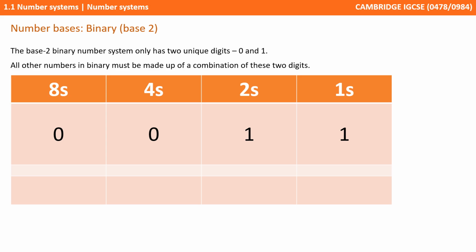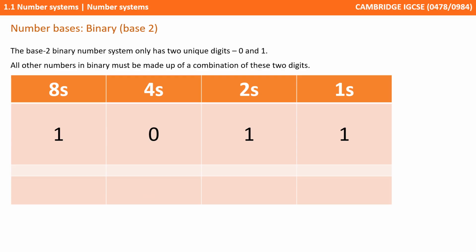So we just apply the same rules we did for the decimal system. Here I have 0 lots of 8s added to 0 lots of 4s. I've got 1 two, and I'm adding that to 1 one. So the number 1, 1 in binary is 3 in decimal. And you need to read this as 1, 1, and obviously not 11, because an 11 is a decimal number.